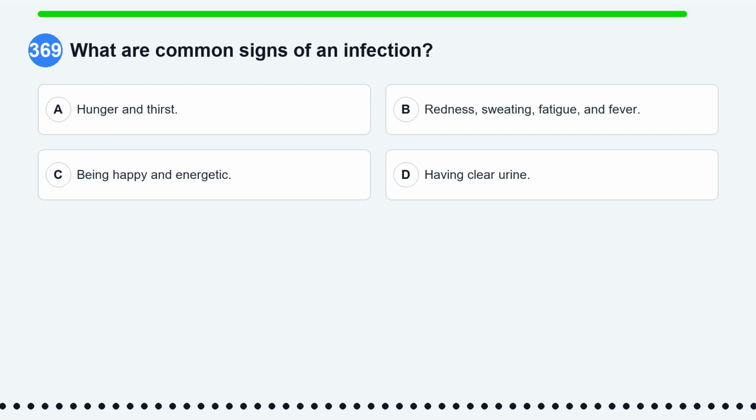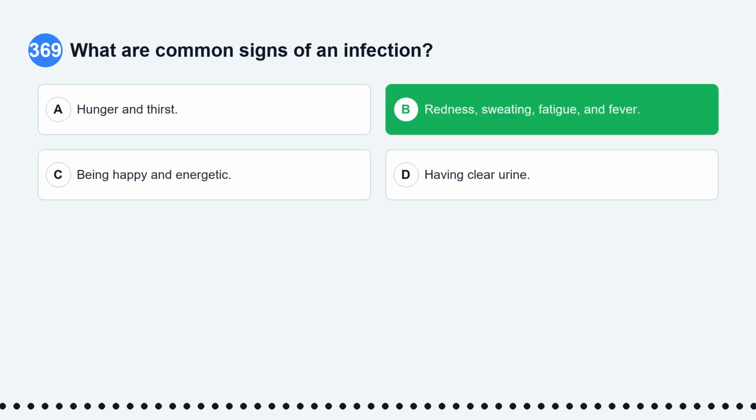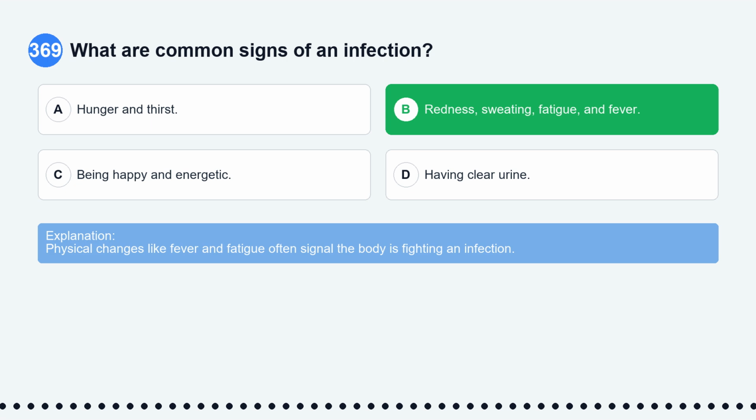Question 369. What are common signs of an infection? Option A, hunger and thirst. Option B, redness, sweating, fatigue, and fever. Option C, being happy and energetic. Option D, having clear urine. The correct answer is option B, redness, sweating, fatigue, and fever. Physical changes like fever and fatigue often signal the body is fighting an infection.